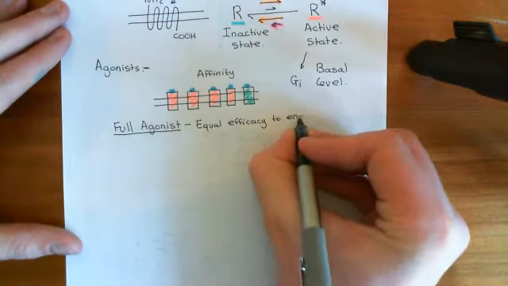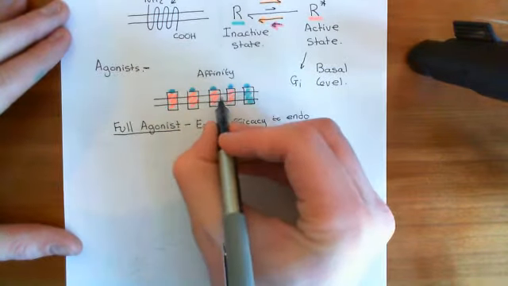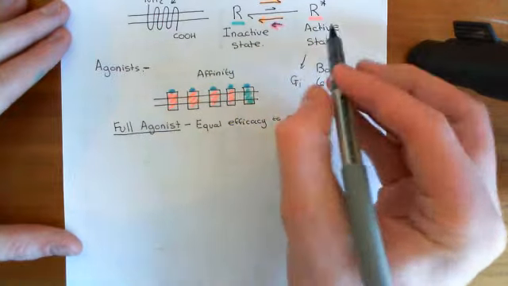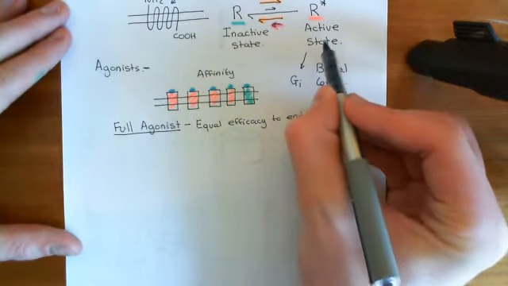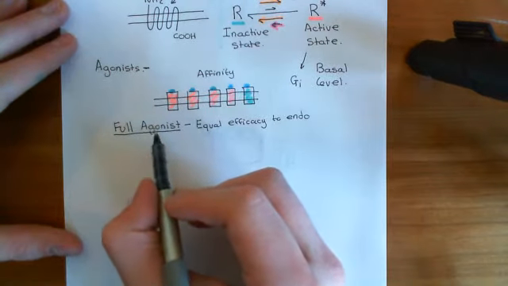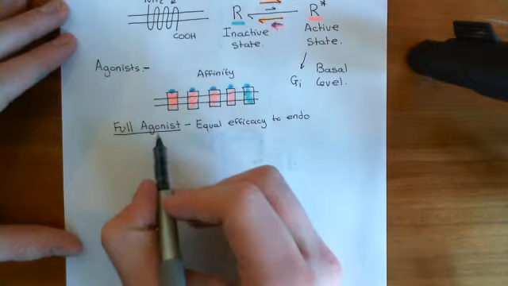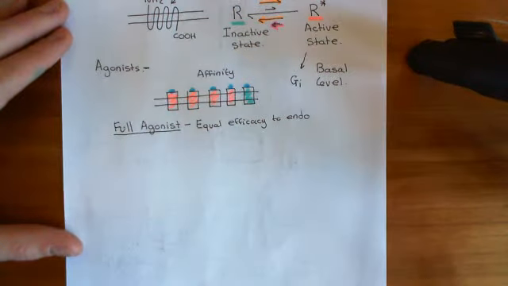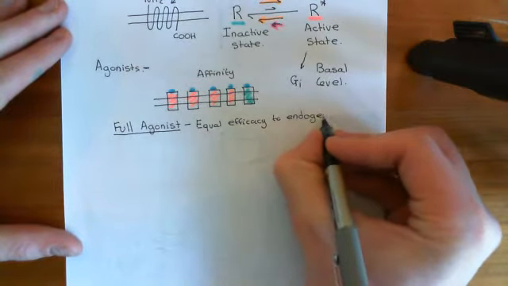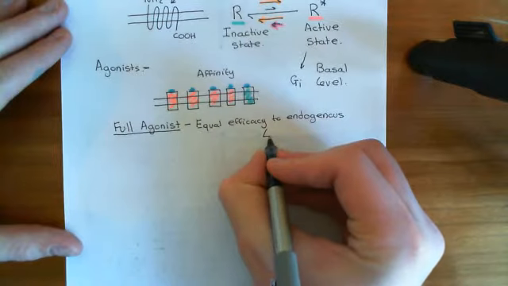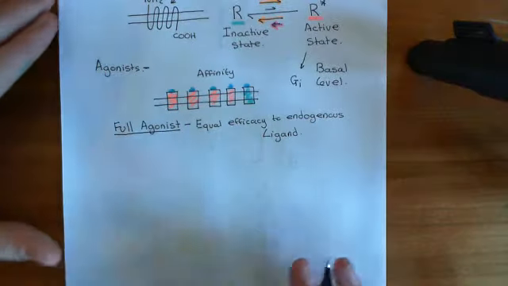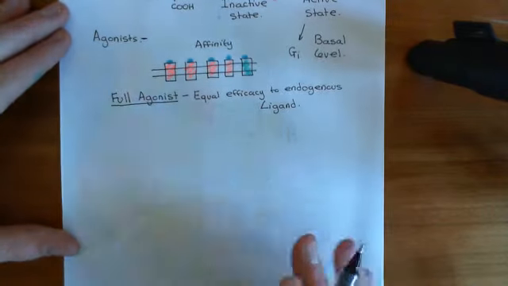I.e., of the receptors which have the ligand molecule bound, the percentage of those receptors which will be in the active state will be the same as the percentage of the ligand-occupied receptors which will be in the active state for the endogenous ligands, i.e. the endorphins. So equal efficacy to endogenous ligand. The actual ability of these drug molecules to activate the receptor is the same as the endogenous ligand.